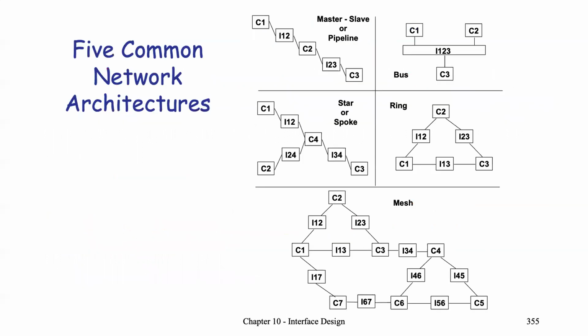So there's a variety of different communication node architectures. You can have a master slave or a pipeline. You can have a bus. You can have a star or spoke, a ring, and a mesh. And so this is just an illustration of what those could conceptually look like when you have different elements of a system networked together.